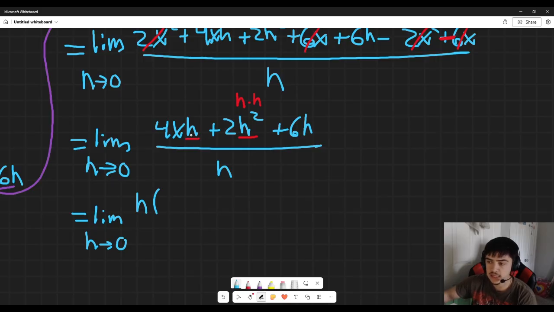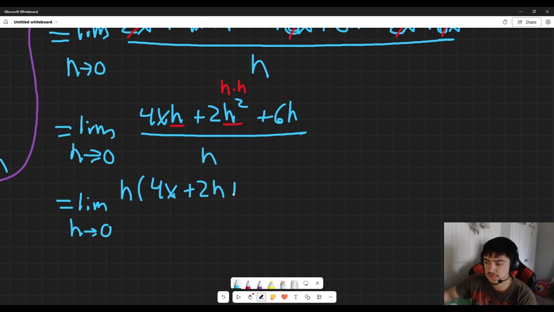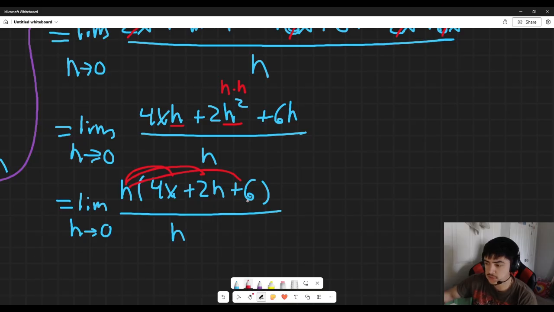So 4xh divided by h is just going to be 4x. And then we have 2h squared divided by h, which means we're going to take out an h, so we should just be left with 2h. And then here, taking out an h will just leave us with a plus 6. And rewrite our denominator. And we know we factored it right. If we were to FOIL this again, we'd get the same thing we had earlier: h times 4x, 4xh, h times 2h, 2h squared, h times 6, 6h. So we factored it properly.